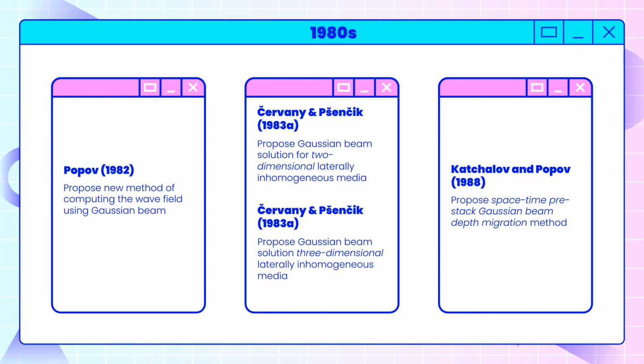Popov in 1982 proposed a new method of computing the wave field using Gaussian beams, expressed in 3 steps. First, construct a fan of rays passing through some vicinity at an arbitrary point. Second, construct the Gaussian beam for each ray of the fan. And lastly, sum the contribution of the Gaussian beams at that point over all the rays within the fan.